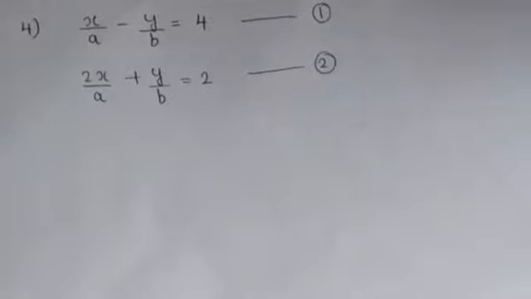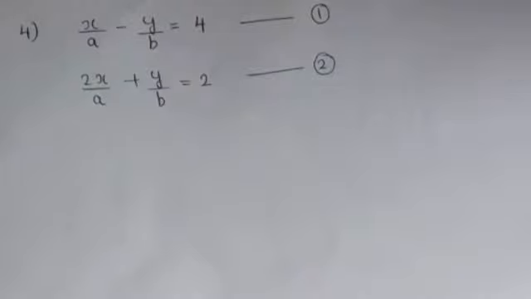Next question. x by a minus y by b is equal to 4 and 2x by a plus y by b is equal to 2. So mark the given equations as equation number 1 and 2. But here fractions are there. The coefficients are fractions. So first we can remove the fractions.